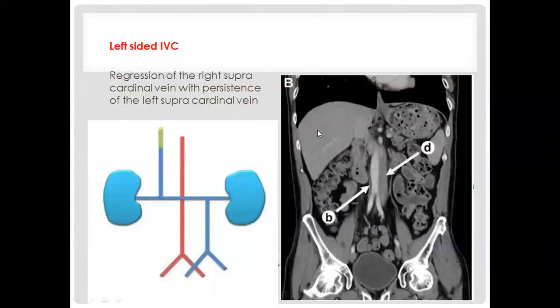I will mention some of the anomalies. The first is left-sided IVC. It results from the regression of the right supracardinal vein with the persistence of the left supracardinal vein. Normally the left one should regress, while in this case the right one regresses, and the left side becomes the left-sided inferior vena cava.